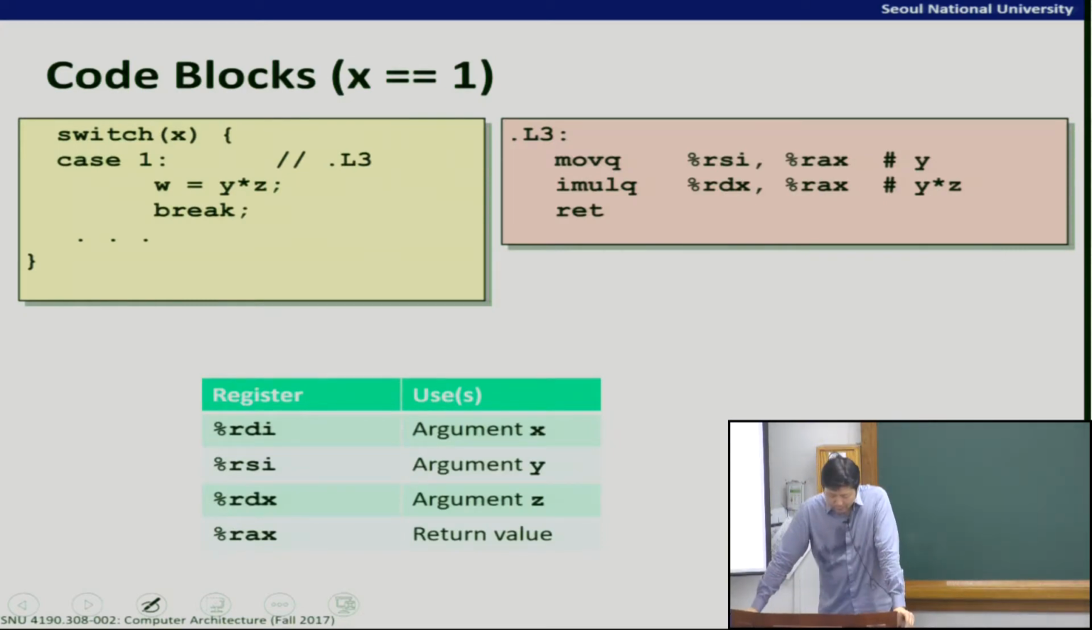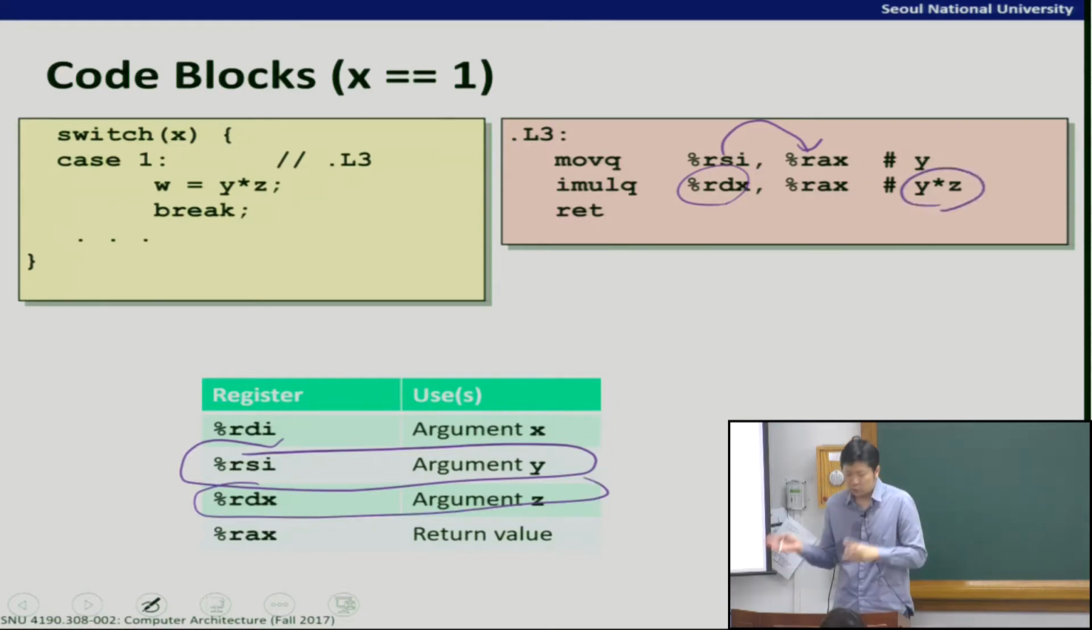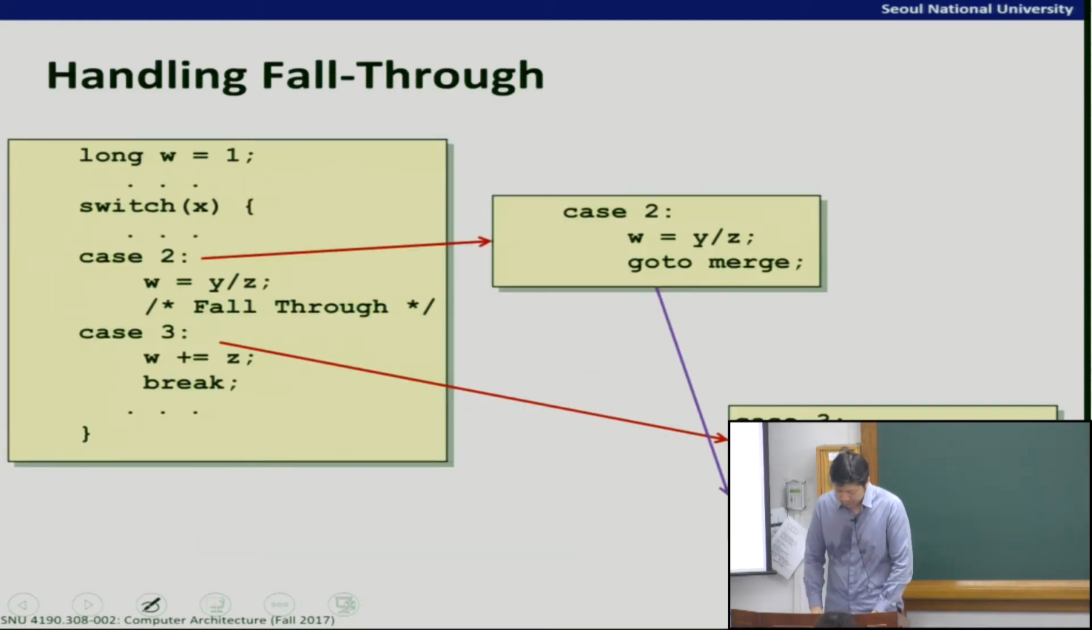So let's take a look at the code blocks. In case number 1, this starts at the label L3. If you take a look at L3, it computes the value of Y times Z, because RSI actually holds the value of Y here. So we simply copy the value to the RAX register, and then we multiply the value against RDX. RDX holds the value of Z. So it computes the product of Y and Z, stores the value into the RAX register, and then returns. This is case 1.